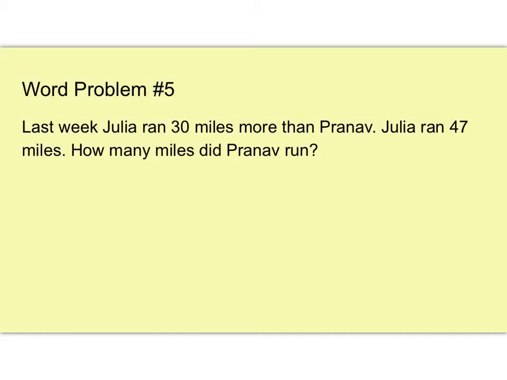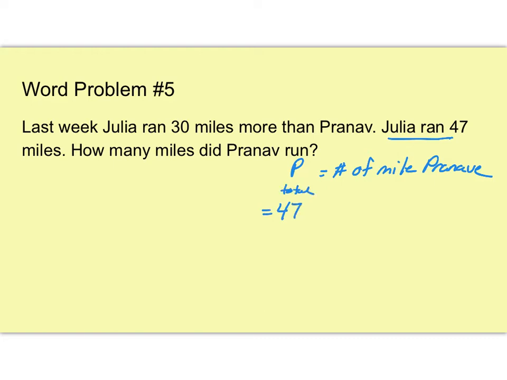Word problem number 5. Last week, Julia ran 30 miles more than Pranav. Julia ran 47 miles. How many miles did Pranav run? So we're looking for the number of miles that Pranav ran. And I'm going to call it the variable P so that I know I'm looking for Pranav's miles and not Julia's. And it says Julia ran 47 miles. So there is a total right there.